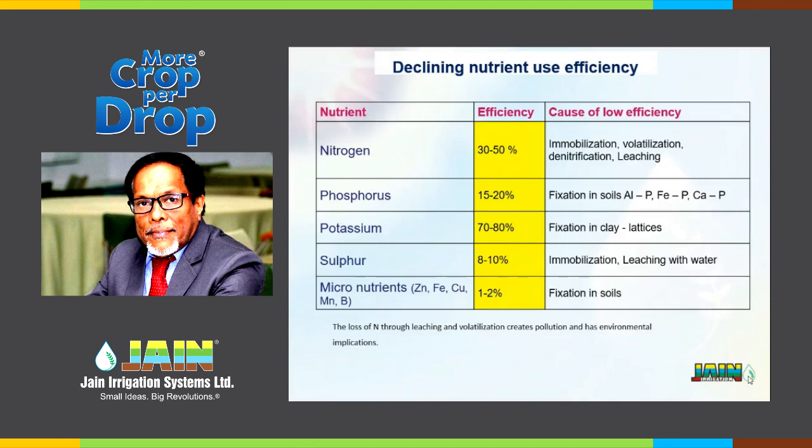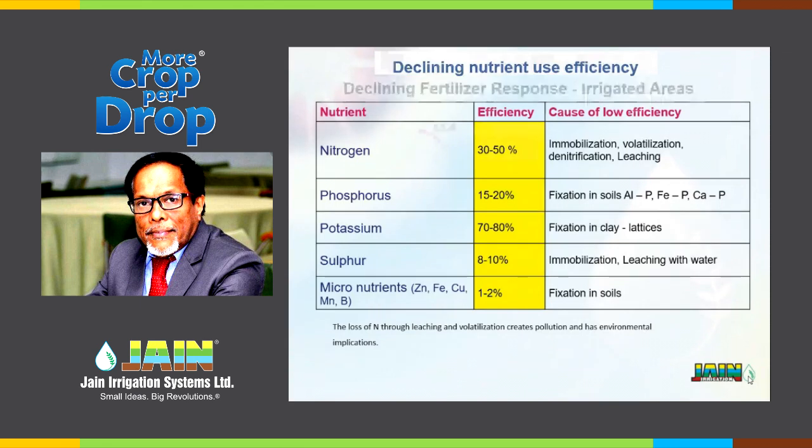All this happens because you are applying too much quantity at one time. That's a point. It's not that you know how much is required for the crop. You are assuming that if I give more at one time, it will stay in the soil and the crop will take as and when it requires. That doesn't happen. Sulfur, immobilization, leaching with water, and a lot of micronutrients also get fixed in soil.